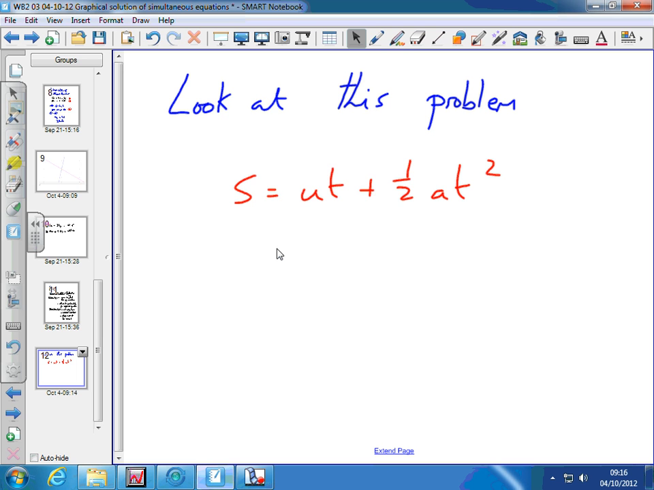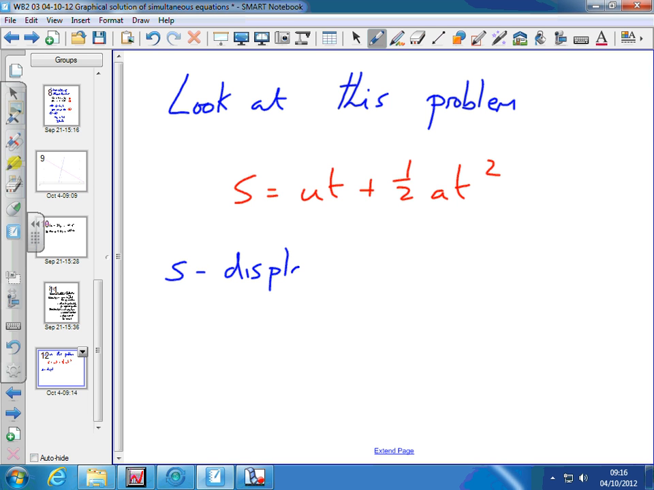Let's look at this. Here's one of the equations of motion. You might recognize it. Anybody recognize that? Do you know what the symbol S stands for? Distance or displacement.